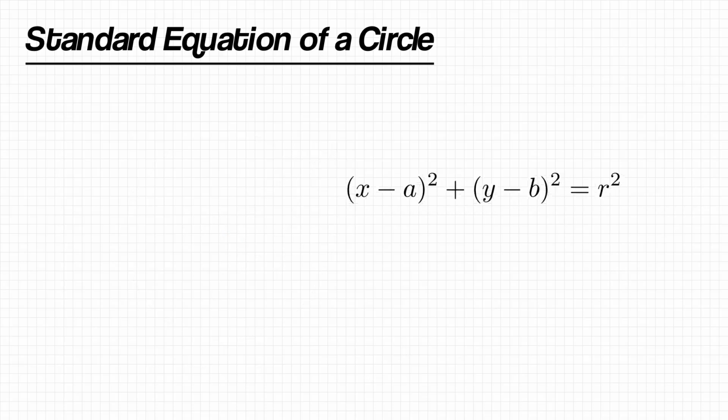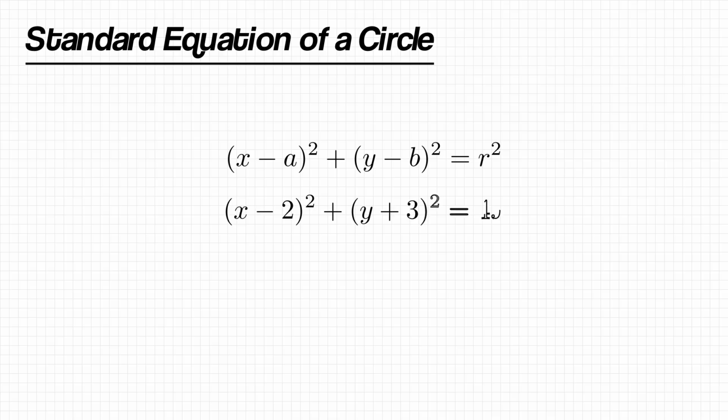Let's consider the equation (x minus 2) squared plus (y plus 3) squared equals 49. Comparing this equation to the equation we worked out before, this would be a circle with center (2, minus 3) and a radius of 7.